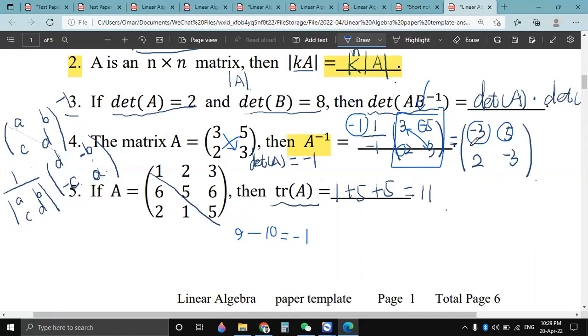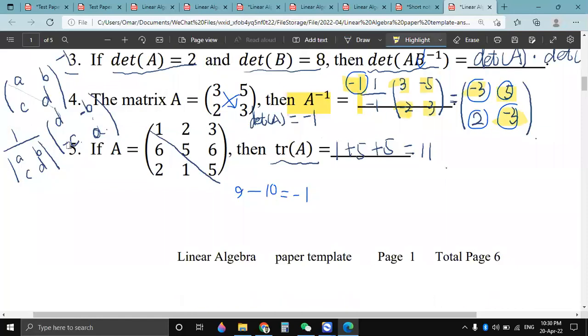and 5 and 2 and minus 3. Okay, you just multiply minus 1 with all these entries. So minus 1 multiply 3, it will be minus 3, and then minus 1 multiply minus 5, it will be 5, and then minus 1 multiply minus 2 is 2, and then minus 1 multiply 3 is minus 3. Okay, so I think you can understand this part.